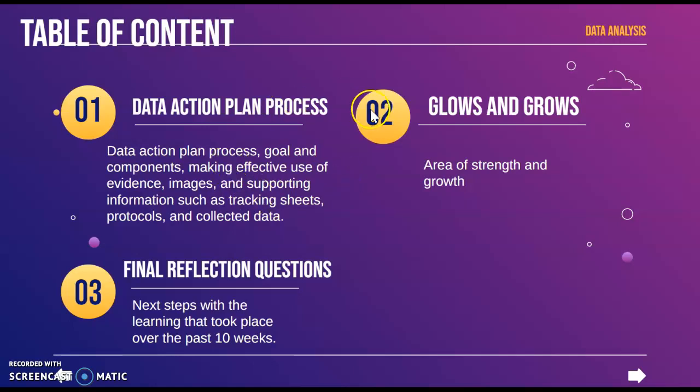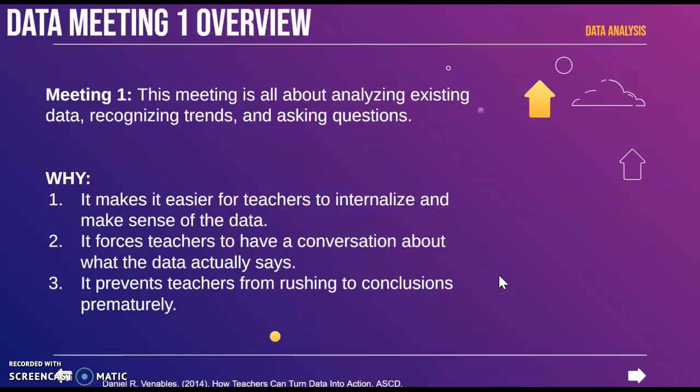So today I'm going to be talking about the data action plan process, closing rows, and my final reflection questions. If at any point you need to pause to read anything on the slide, please feel free. So to start off, we're going to just go over a quick overview of what data meeting number 1 needs to look like. So this is really focusing on analyzing existing data and recognizing trends and asking questions.